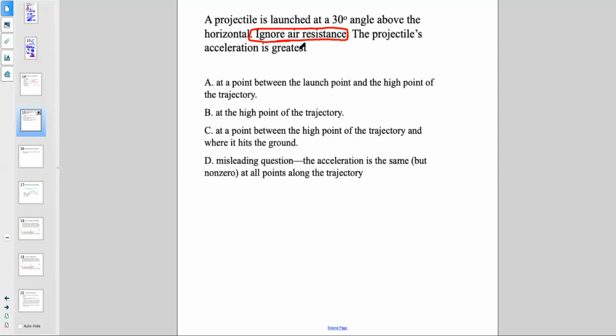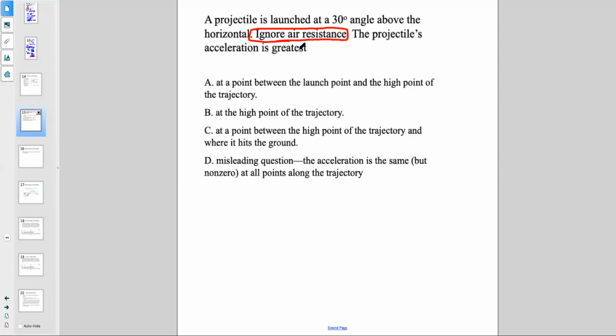The projectile's acceleration is greatest at: A, a point between the launch point and the high point of the trajectory; B, at the high point of the trajectory; C, at a point between the high point of the trajectory and where it hits the ground, or the range; and D, it is a misleading question. The acceleration is the same but non-zero at all the points along the trajectory.